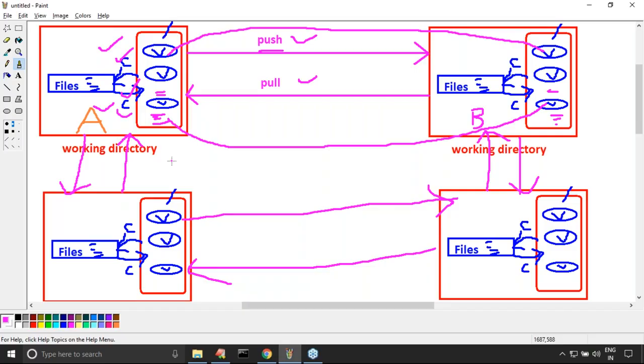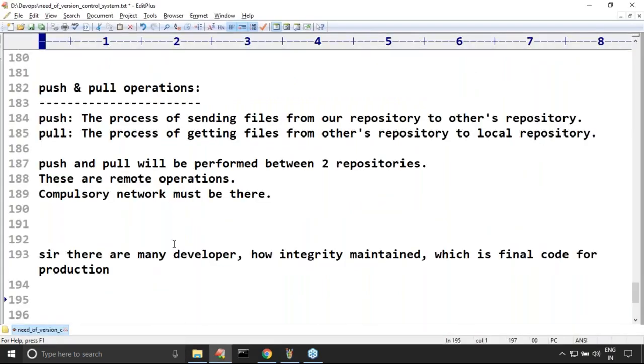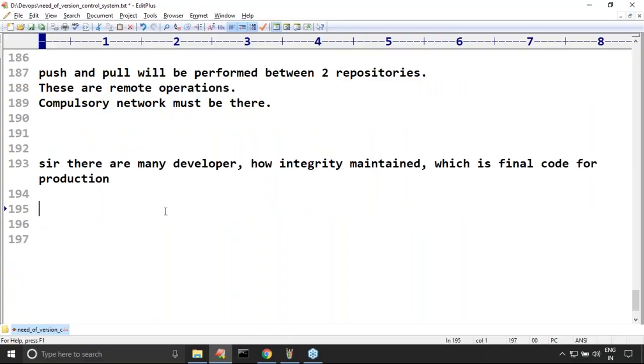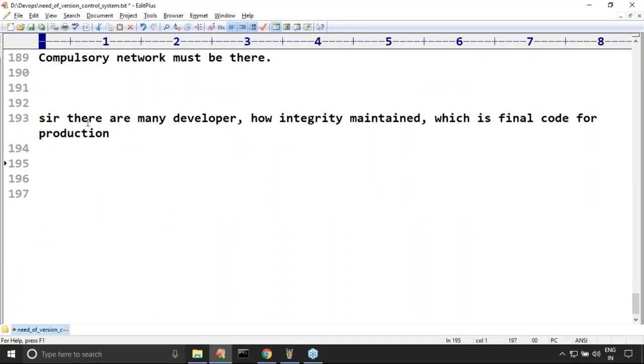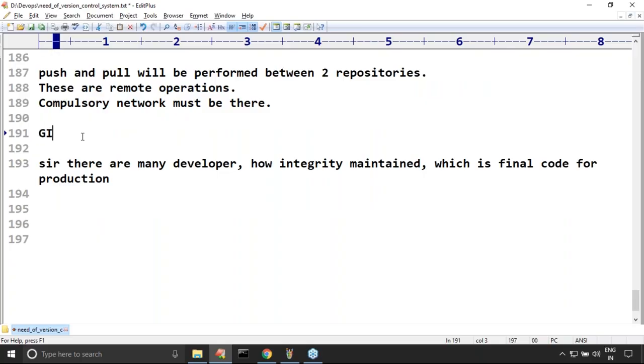When compared with the centralized model, why is the distributed model preferred? What advantages are there? Do you know which tools follow this distributed model? There are multiple tools. Which tools? Can anyone tell? Git. Git is what we are going to discuss as part of DevOps automation tools. Git belongs to this decentralized, distributed model.